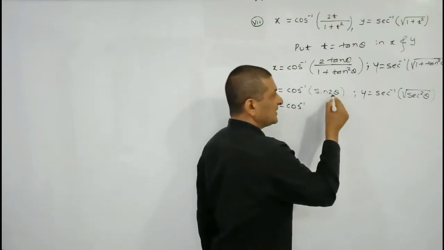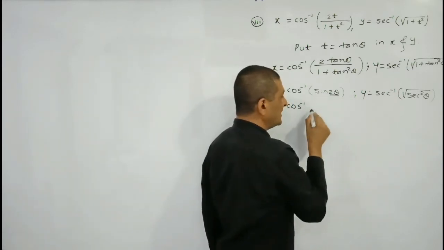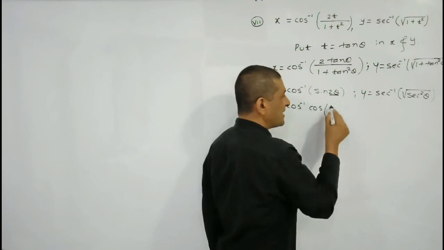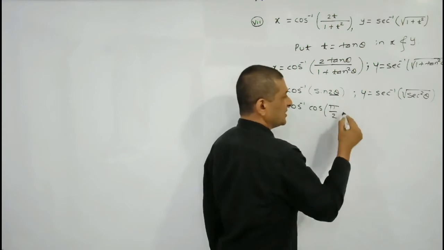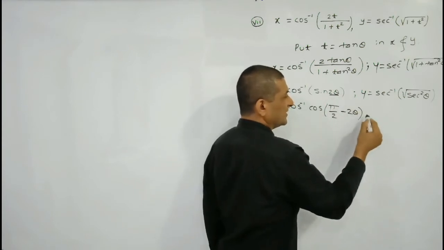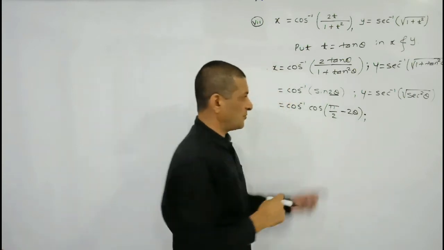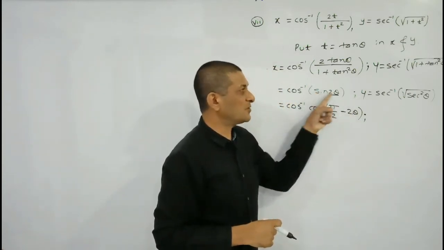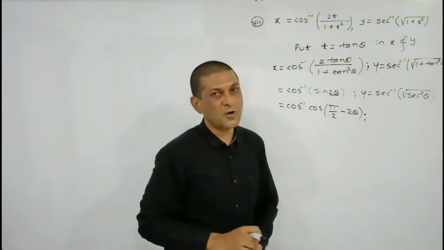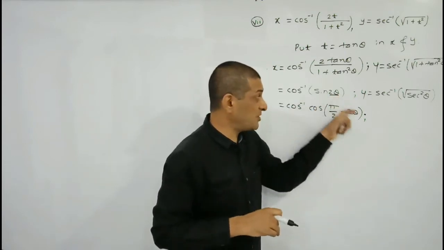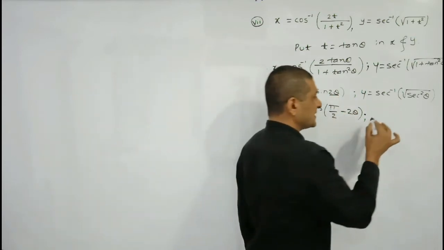So sin theta can be written as cos(pi/2 minus theta). Theta is what here? 2 theta. So we have applied the allied angle formula: cos(pi/2 minus theta) is equal to sin theta. So sin theta can be written as cos(pi/2 minus theta), but theta is what here? 2 theta. And on this side, see what we'll get.